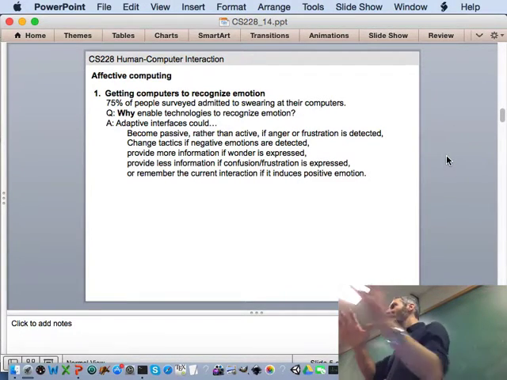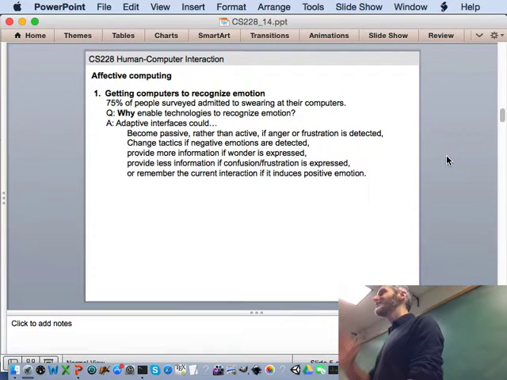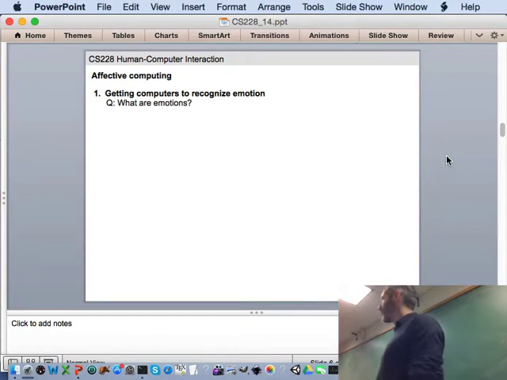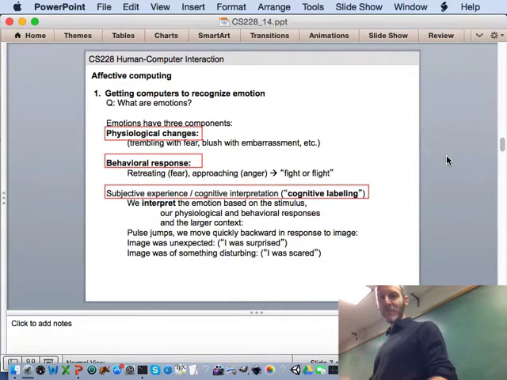Right. So which emotions are you going to try and recognize, and what should your system do when it does so? Okay. Now we get into the tricky part. What are emotions? Again, we're going to try and keep this to a relatively brief discussion.